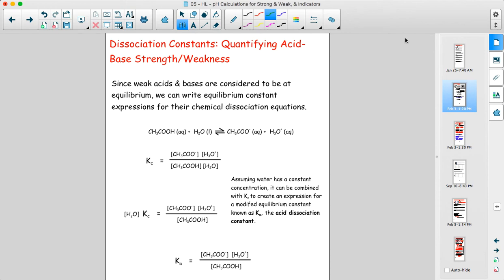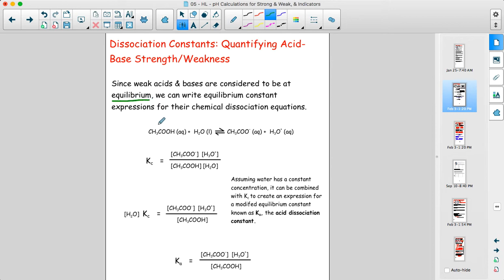So calculating pH or doing calculations with weak acids and bases is more complicated than doing it with strong acids and bases. And really what it's going to come down to is being able to do ICE calculations like you did for the equilibrium topic. Because the key difference is that while a strong acid or a strong base fully dissociates into ions, weak acids and bases are considered to not be fully dissociated, so they are at equilibrium.